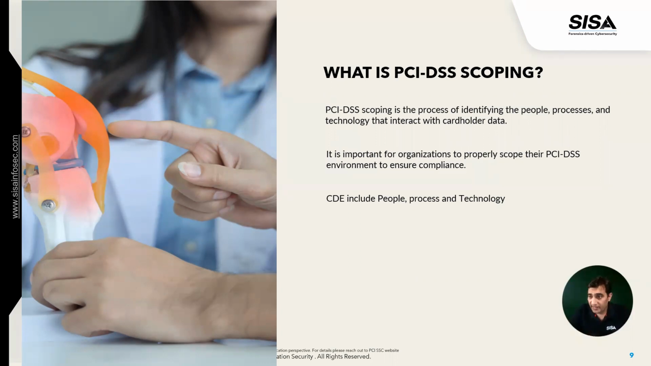Now, it can be people as well, it can be process as well, and it can be technology as well. Today, in this particular webinar, we are going to touch upon more on the technology aspect of it. We are not going to talk about process and the people out there, because otherwise the webinar will be very, very huge. So it is important for organizations to properly scope their PCI DSS environment to ensure compliance is there.